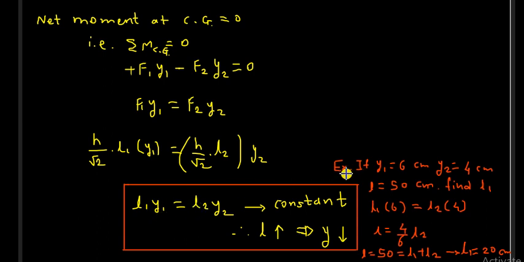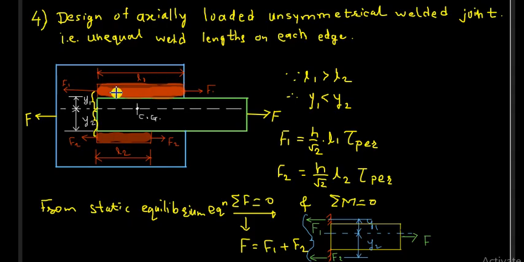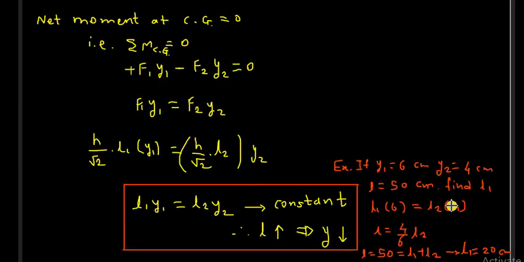Let us see one numerical example. If y1 is given equal to 6 cm, y2 equal to 4 cm, L equal to 50 cm, then find the value of L1. In the previous figure you can consider here L1, L2 are given, right? And we have to find the value of total length. y1 and y2 are given, we have to find L1. Total length L is given.